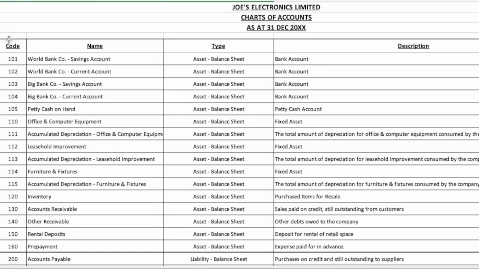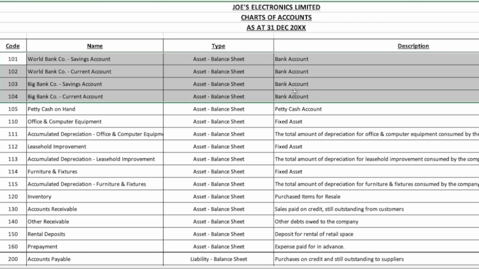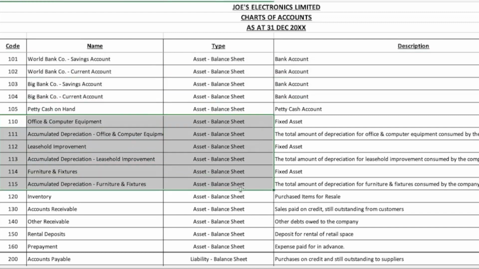And keep in mind that these are all subledgers. You see that the chart of accounts has the code on the left side and the name of the account, which will appear on the balance sheet and the income statement, and then we have the type. And then right here we have the description, which basically describes what the account is. So for bank accounts, we see here World Bank Co., Big Bank Co. are bank accounts. We see that 110 to 115 are fixed assets.